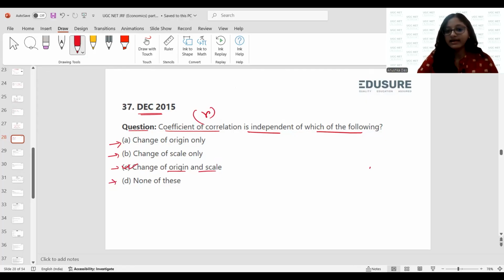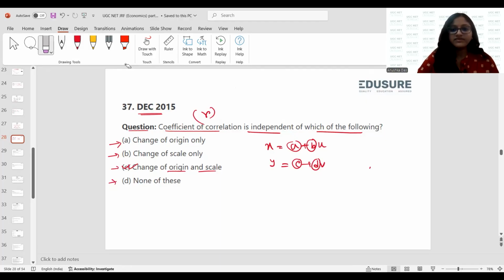How do you know this? So, for example, suppose x and y are the two variables. You change x as u equals a plus b x, and you change y as v equals c plus d y. This is the origin change. Origin change means you are adding or subtracting something from the variable. And this is the scale change basically. Scale change means you are basically multiplying or dividing something.